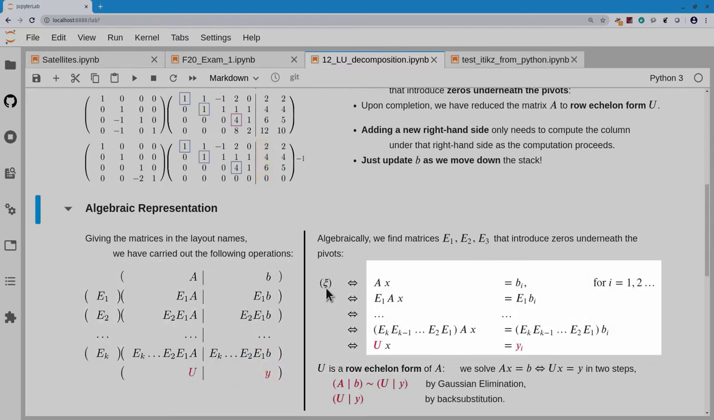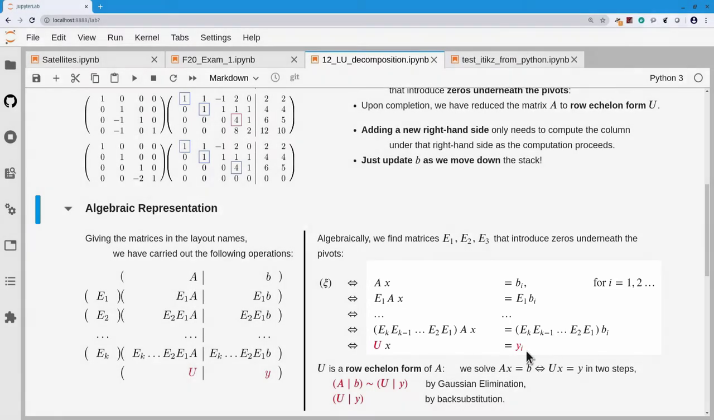Algebraically then, this is equivalent to saying that we start with AX equals B. We multiply in the matrix E1 on both sides, so it applies to both A and to B, and keep doing this until we have multiplied in all of our elimination matrices so that that product of elimination matrices times A is a row echelon form matrix that we'll call U, U for upper. Similarly, those very same matrices have been applied to B, and the final equation, therefore, is Ux equals Y.